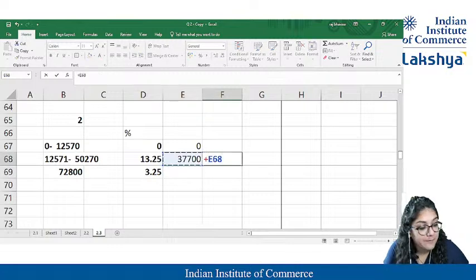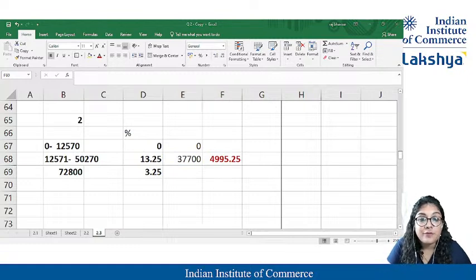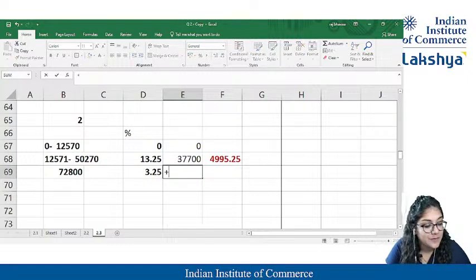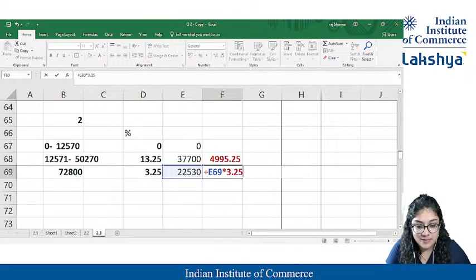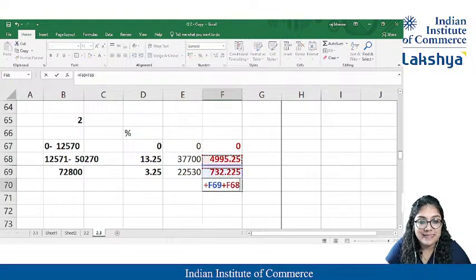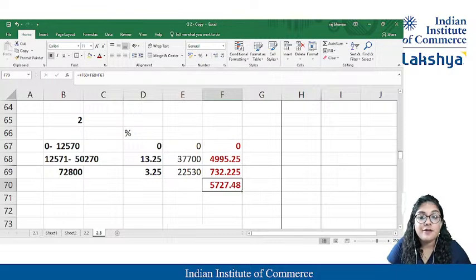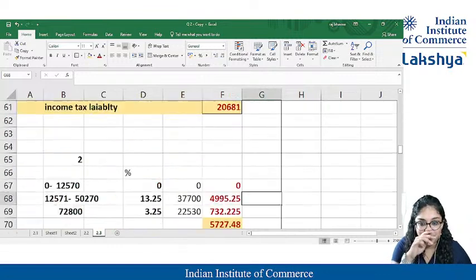On that, I have to pay 13.25% tax, which is going to be 4,995. And over here, the difference between 76,800 and 50,270 will be the slab. On that, I will pay 3.25% tax. Over here, it will be 0. So if I take the total, 5,727 will be my tax for NIC. I hope that was fine.